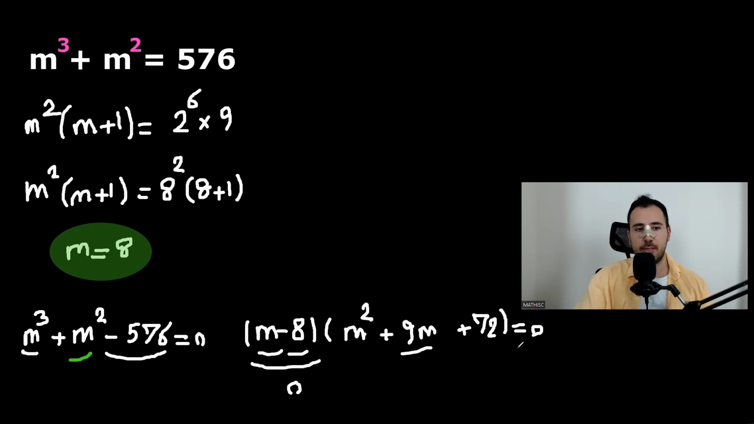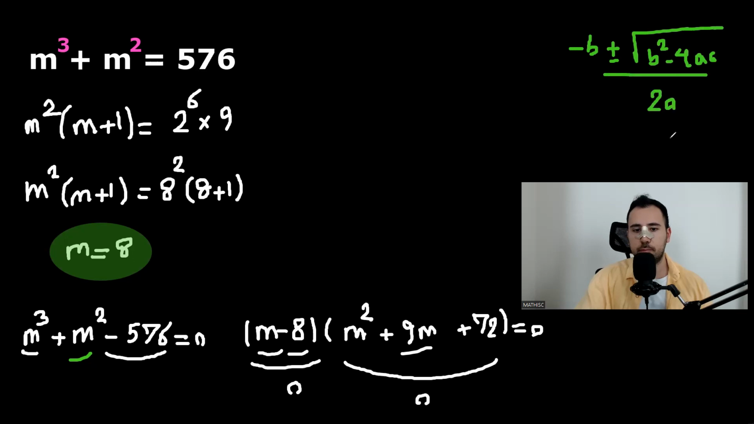Now we know that to solve the equation, either this one is 0, which will give us m equals 8. We already have it. Or this one is 0. This will give complex solutions. We're going to follow this formula over here. I'm going to write it here. Okay. Now we know that b is going to be -9.